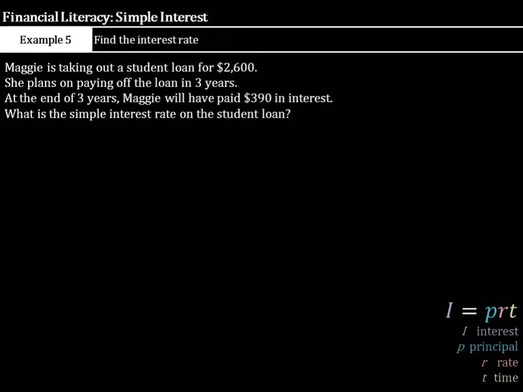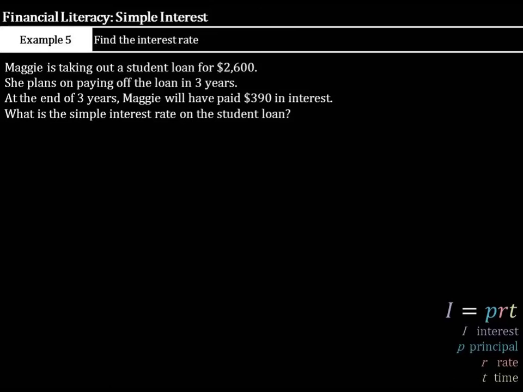As we move on to the last example, Maggie is taking out a student loan for $2,600. She plans on paying off the loan in 3 years. At the end of 3 years, Maggie will have paid $390 in interest. What is the simple interest rate on the student loan? Well, in this last example, we're actually solving not for interest, but for the rate.